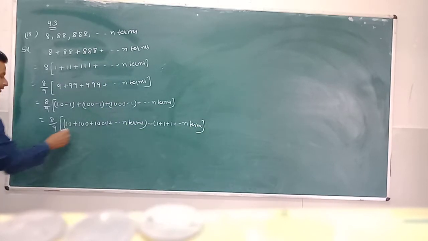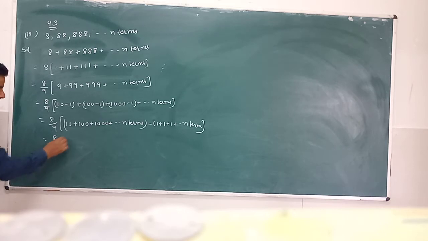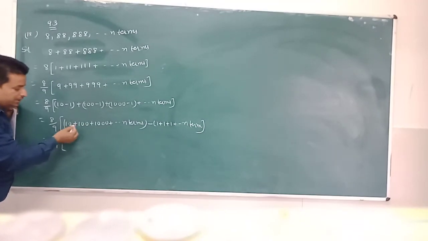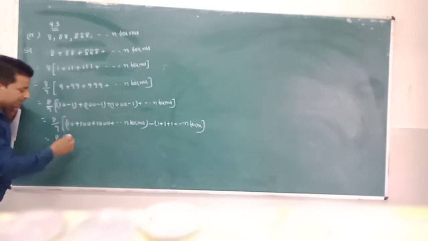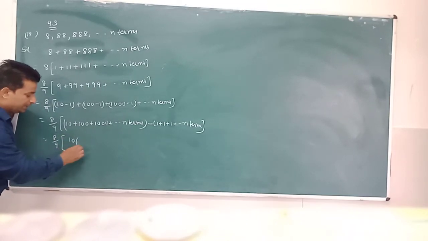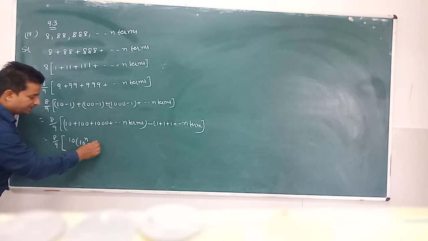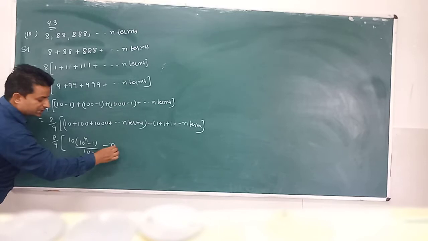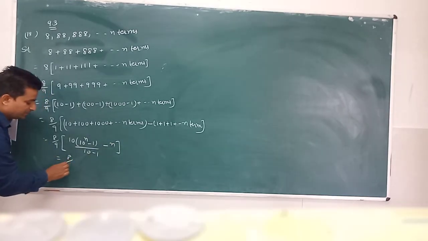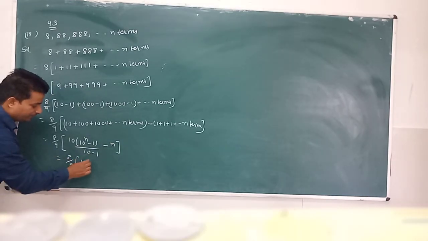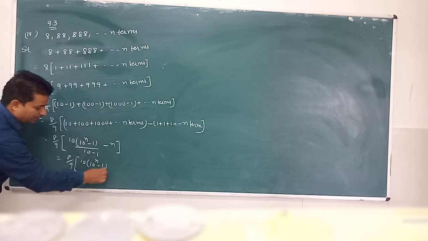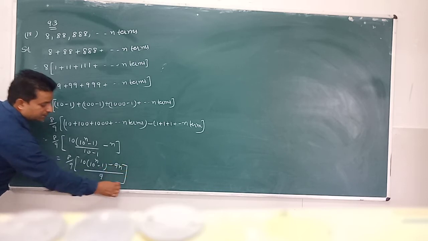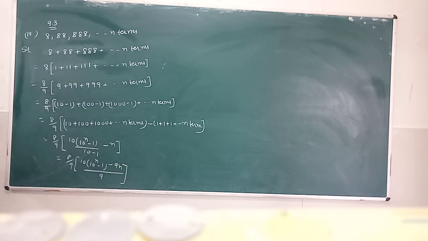So this is a GP. Here in this GP, the first term is 10 and the common ratio is 100 upon 10, which is 10, greater than 1. So the formula is a(r^n minus 1) upon r minus 1, and the sum of 1 plus 1 plus 1 up to n terms is n. This is (10^n minus 1) over 9, with LCM 9, minus n, upon 9. This is the sum of this series.